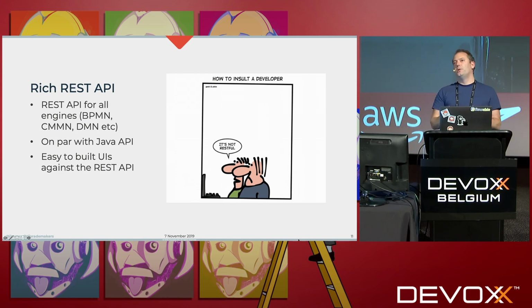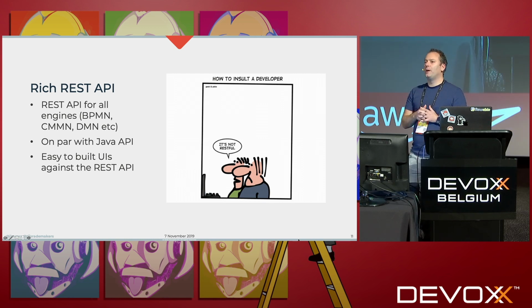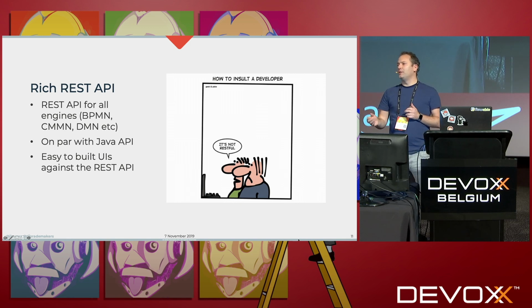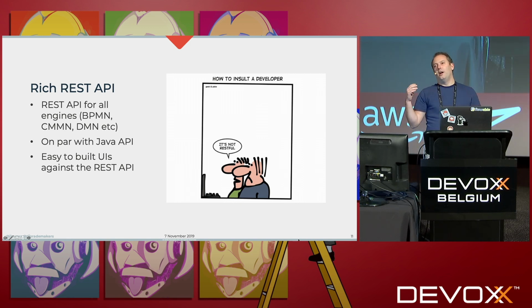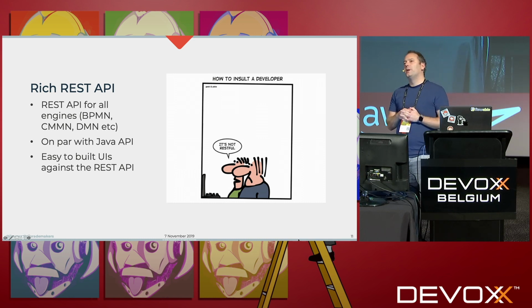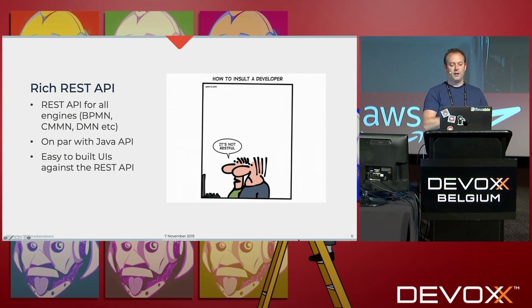But what we try to do is really have a REST API which is on par with this Java API. So if you want to query process instances, case instances, get variables, get whatever you want, tasks, it's all possible also with a REST API. So we have a Java API which can do this as well, of course, but there's a rich REST API for all this as well.